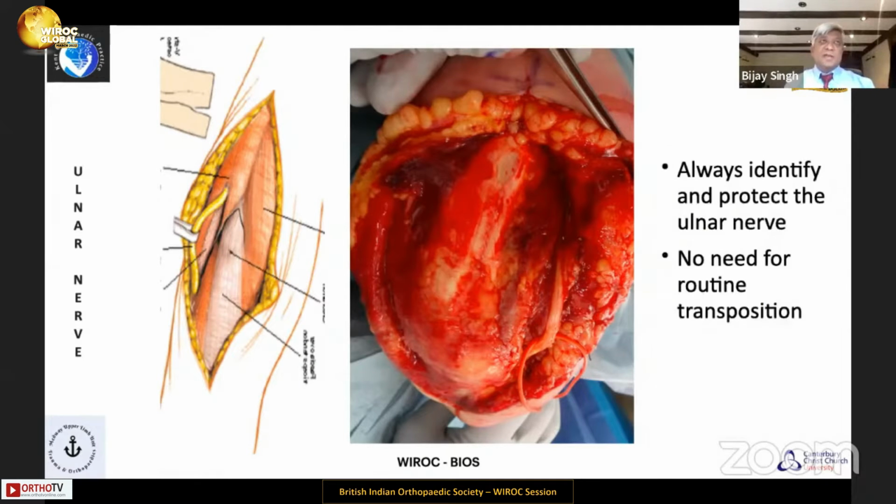There is no clear evidence that routine transposition is required. In fact, the evidence may be the other way around, but you need to make sure that you identify and protect the ulnar nerve throughout the procedure. And if the fracture is going proximal, you may even encounter the radial nerve.